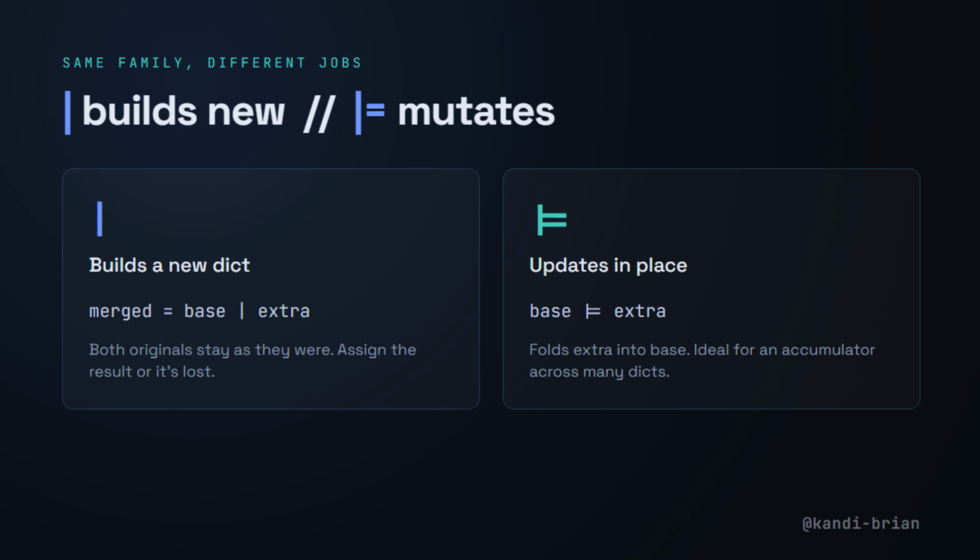Its partner, the |= augmented version, base |= extra, updates base in place, same effect as update, cleaner spelling, and the relationship mirrors lists. | is to |= what list + is to +=, right? So that makes sense. It looks right. One builds new, one mutates. Reach for |= when you're folding several dictionaries into an accumulator and you don't want a new object each pass. Let's think of a couple gotchas real quick.